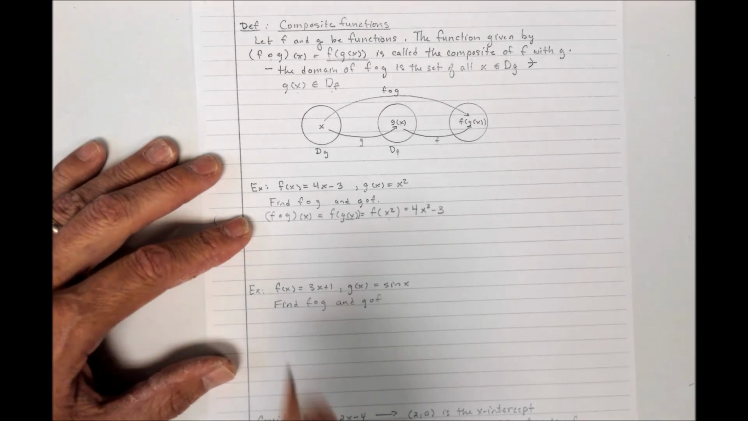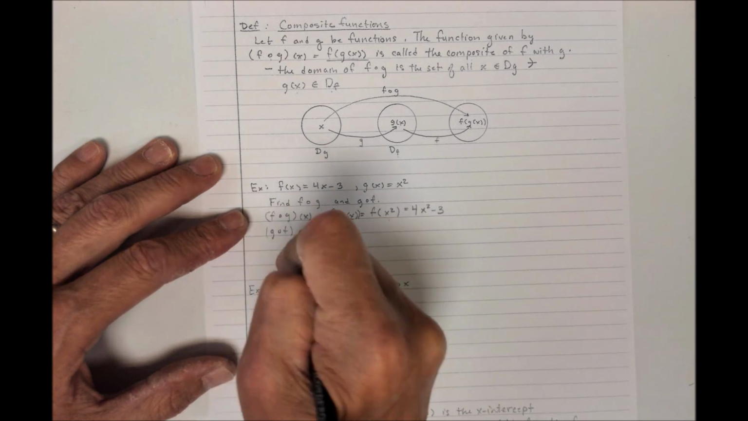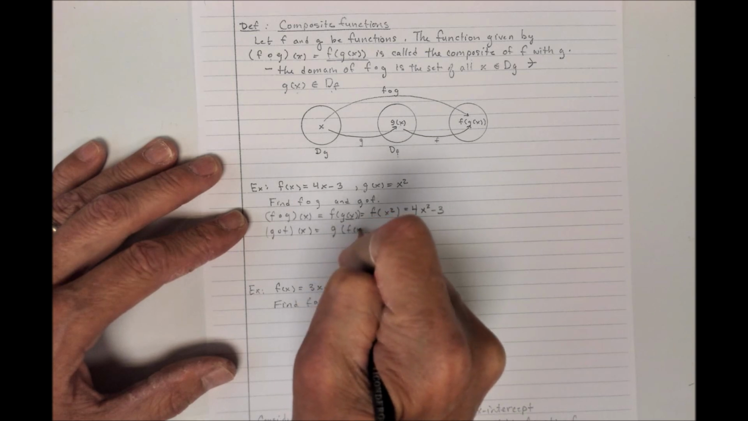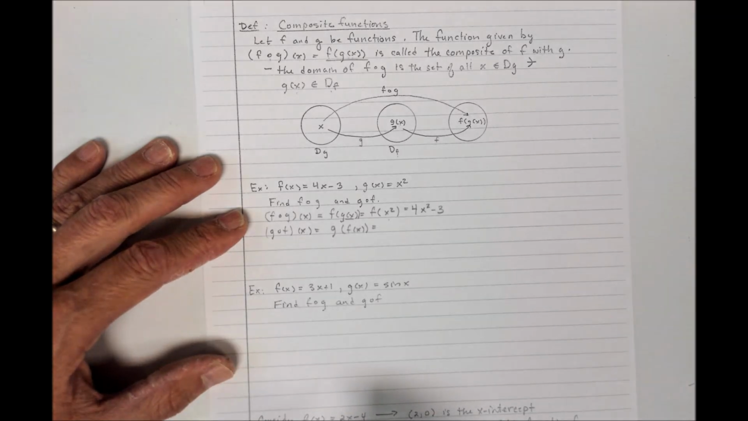Now let's try it the other way around and see if we get the same thing. G circle f of x, I don't think we're going to... I'm sorry, I kind of spoiled that, didn't I? You were probably just full of suspense to decide whether or not these turned out to be the same.